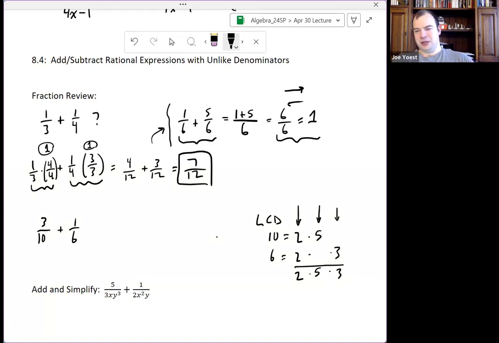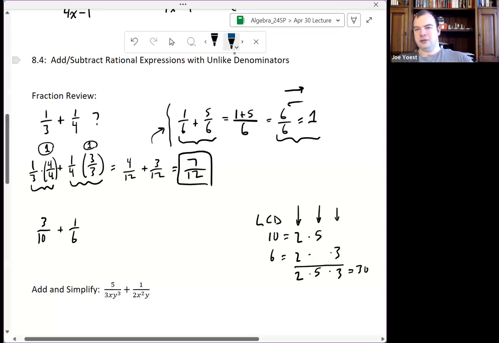Hypothetically, if my 10 was, say, a 20 instead, I would have a second 2. I would need a column for second 2's, so I would have another one here, but we don't have that case here. So 2 times 5 times 3 is 30.